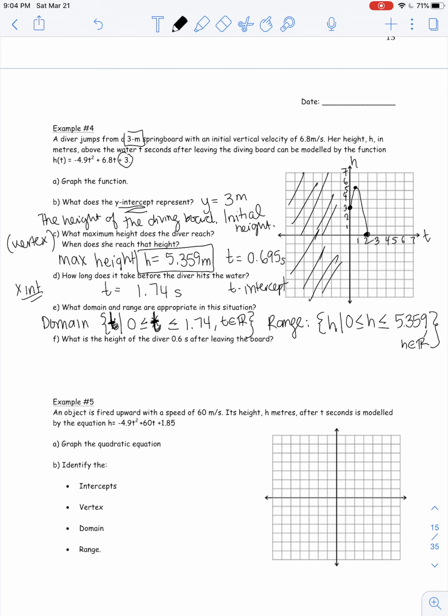The last question is, what is the height of the diver 0.6 seconds after leaving the board? We can do this algebraically by substituting 0.6 into t above into the equation. Or we can go into our graphing calculator and do this as well.